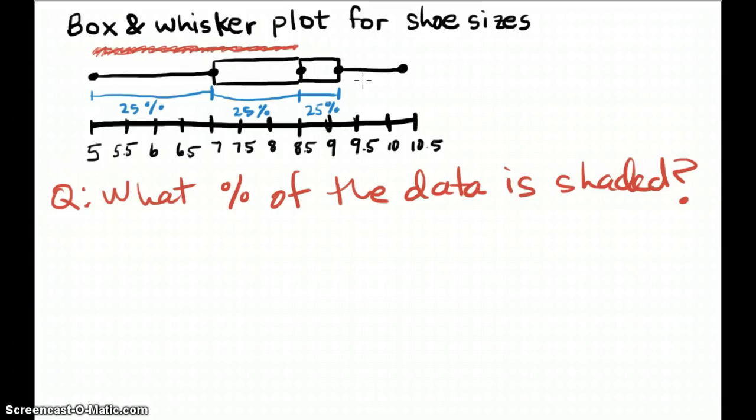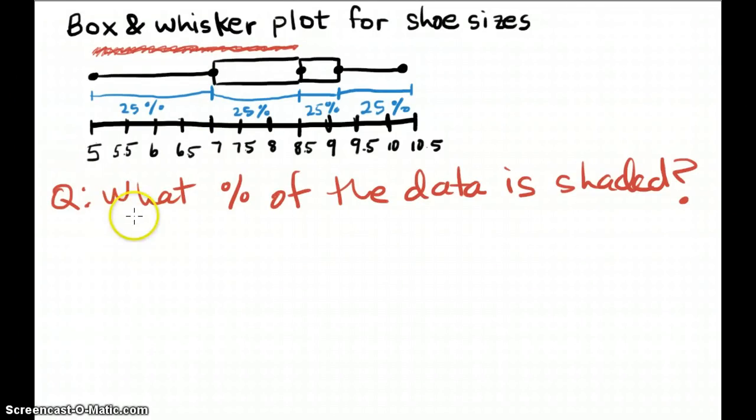That means 25% of the people have shoe sizes between 8.5 and 9. 25% of the people have shoe sizes between 7 and 8.5. And then 25% of the people in the study have shoe sizes between 5 and 7. The last 25% lies between 9 and this 10.5. So that's a really useful thing about box and whisker plots, is you can quickly see where the bulk of the data lies.